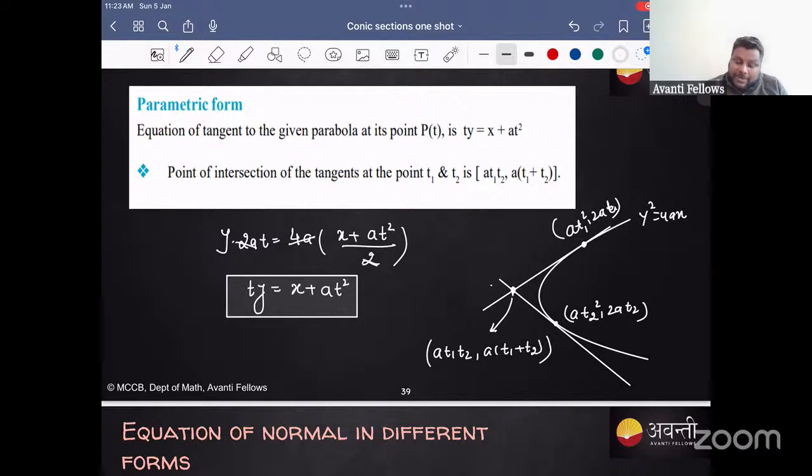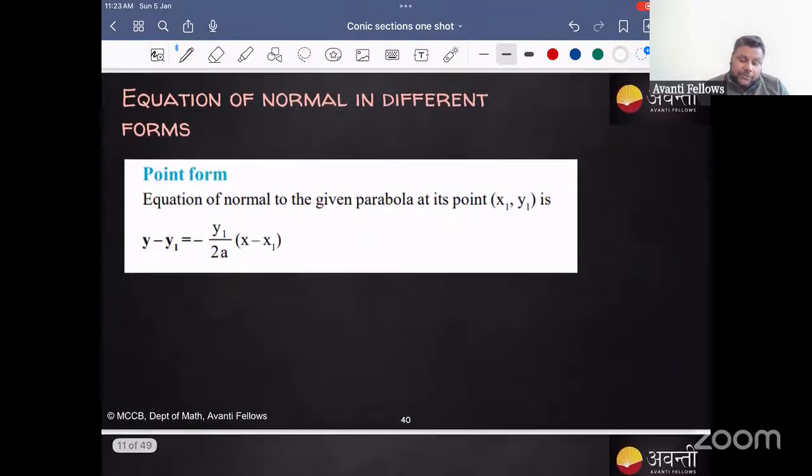How do I remember it? The x coordinate is the geometric mean of the x coordinates of the points A and B, and the y coordinate is the arithmetic mean of the y coordinates of A and B. This is the geometric mean, and this is the arithmetic mean. So now it becomes quite easier to remember. Understood?